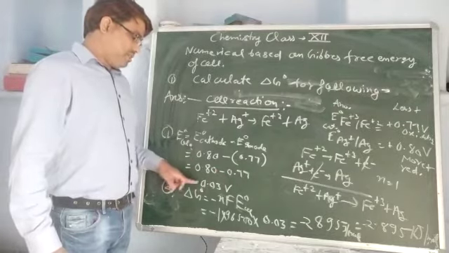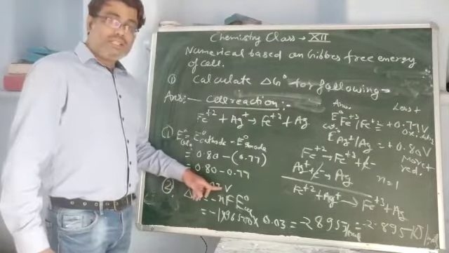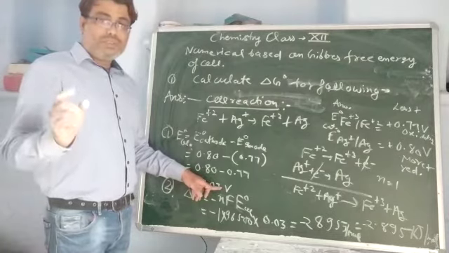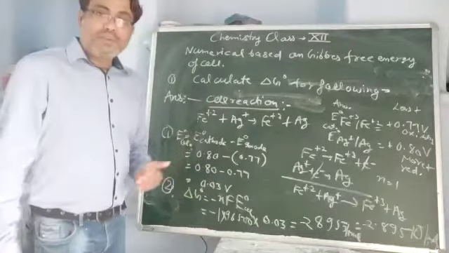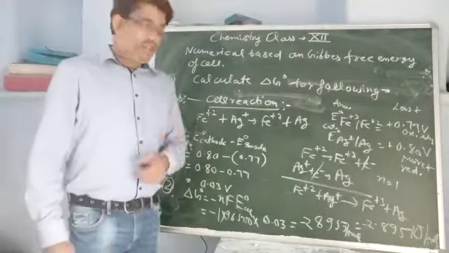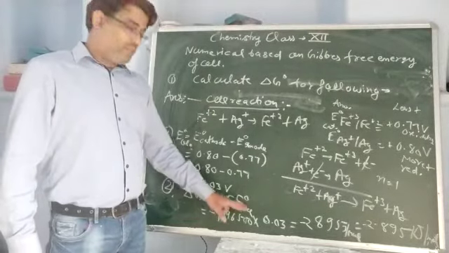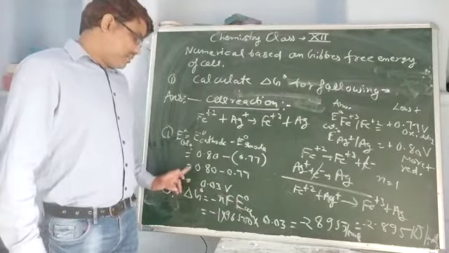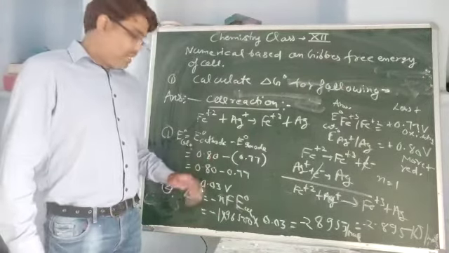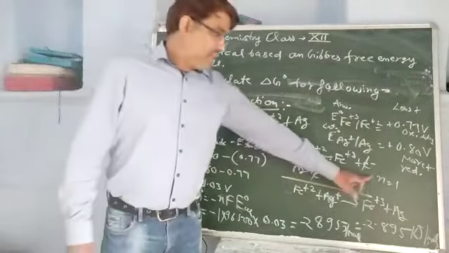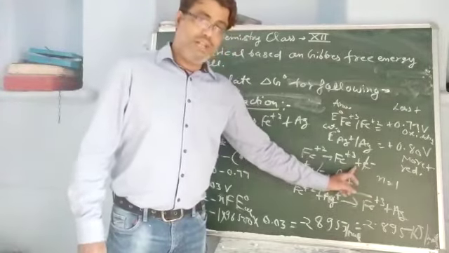So the answer is 0.03 volt. That is the E naught of cell. Next step, we have to calculate delta G. The formula is delta G naught is equal to minus nF E naught of cell. E naught of cell we have already calculated, that is 0.03 volt, and the number of electrons is 1. So n is 1 here.